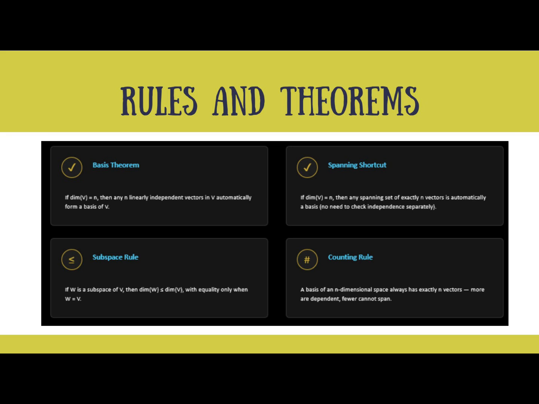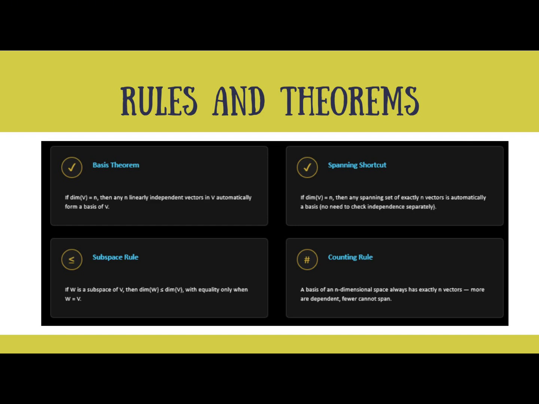Now, let's discuss the important rules. The first is the basis theorem. It states that if a vector space has dimension n, then any set of n linearly independent vectors automatically forms a basis. This means we don't have to separately prove that the vectors span the space.